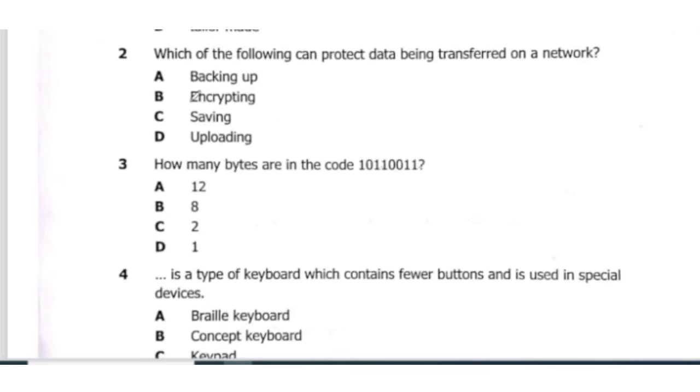Which of the following can protect data being transferred on a network? Okay, so the one that can protect the data being transferred on the network is encrypting. When we talk about backing up, this is just saving certain data. If you have photos on your laptop, computer or phone, then you may save these on another device. It can be online or just another device.